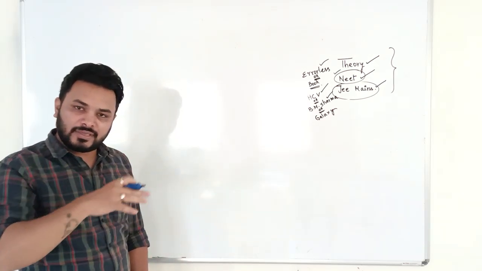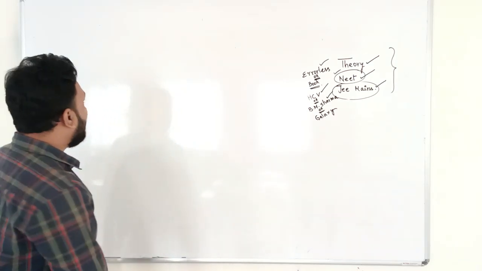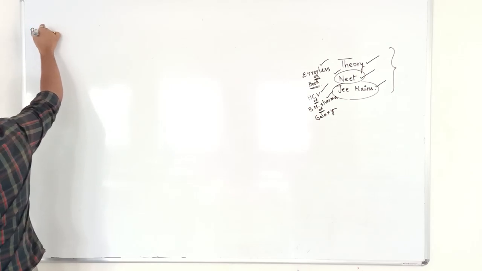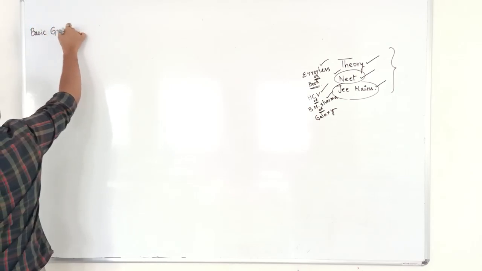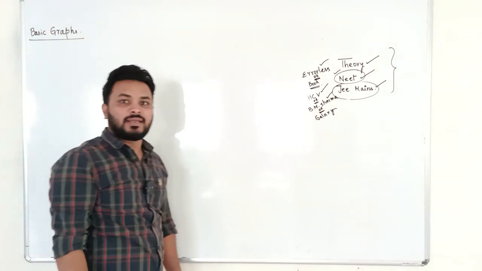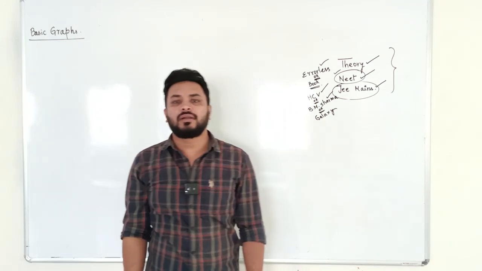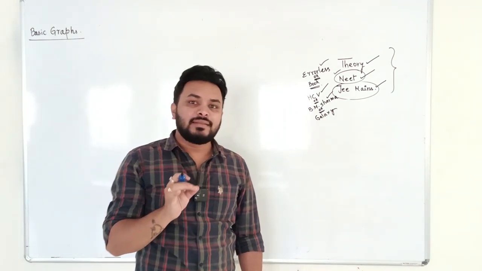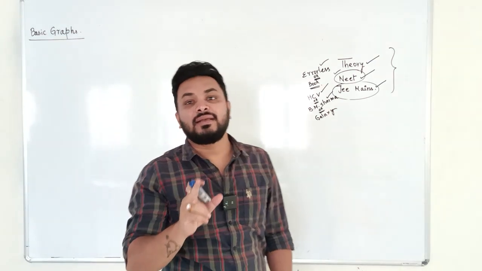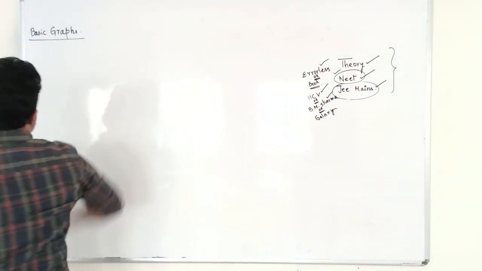So before moving into the second year part, we will see the basics: what exactly we need to understand before going to electrostatics. We will start with the basic graphs. We need to understand basic graphs first. Why? Because in electrostatics, electrostatic potential and capacitance, or current electricity, in any chapter we will see graphs. And in NEET, every year or every two years, they ask graph questions.